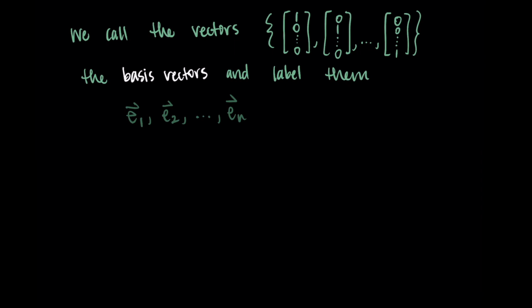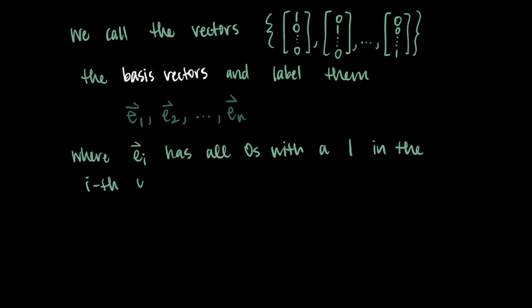So E1 would have a 1 in the first position, E2 would have a 1 in the second position, and then En would have a 1 in the nth position, where the rest of the values were all 0. So we would say that Ei has all zeros with a 1 in the ith component.